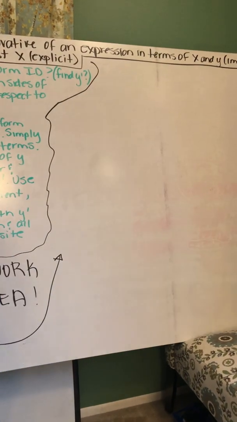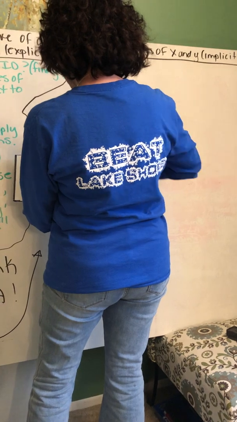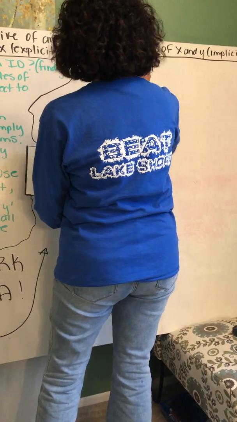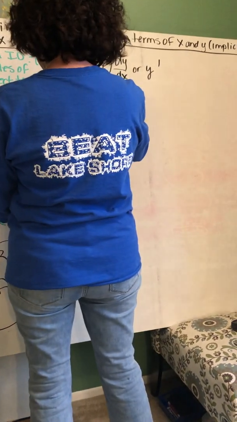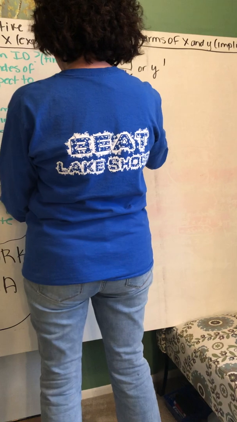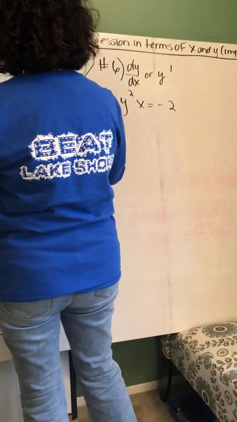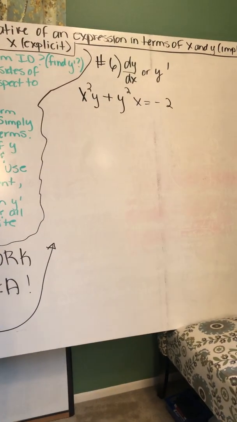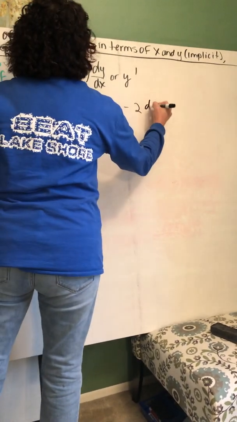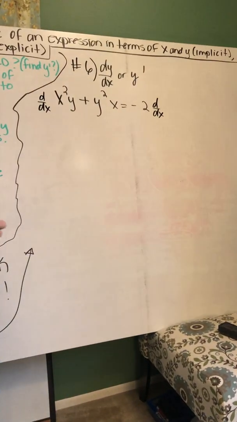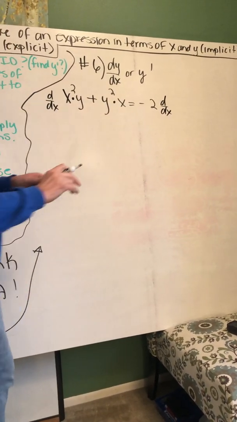is number 6. Let me get this copied. Number 6. They say find dy/dx. That is called y prime. And that is x squared times y plus y squared times x equals negative 2. Okay, here's where you have to be careful, class. I'm going to take the derivative of both sides with respect to x.